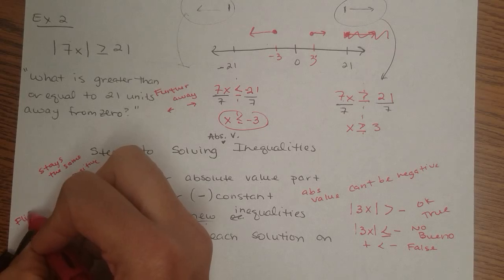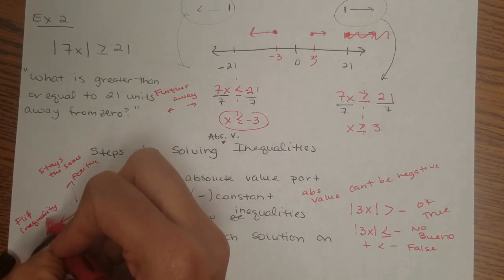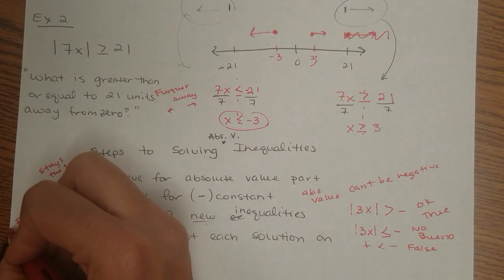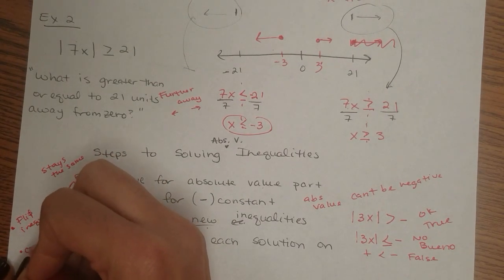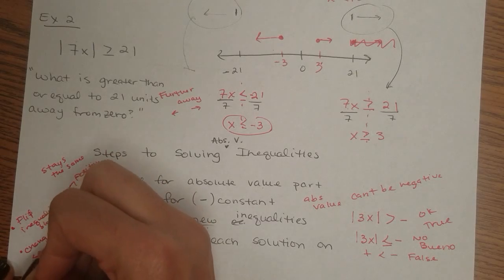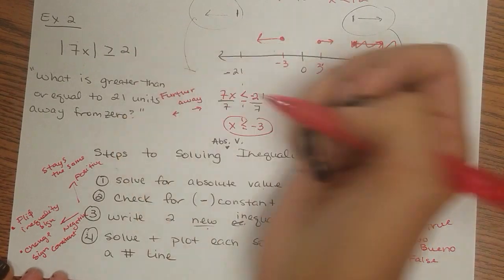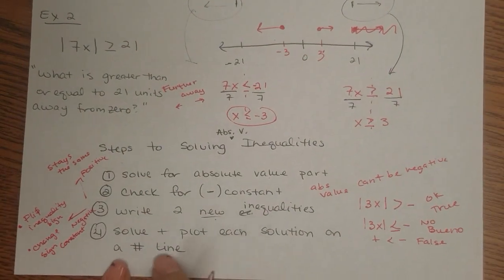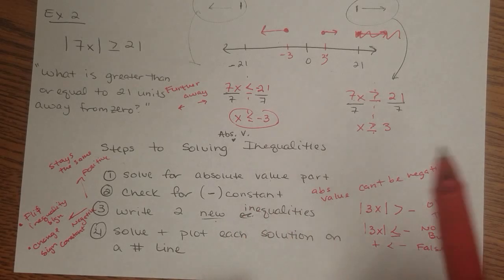You're going to flip the inequality sign, and then your constant becomes negative. So you flip the inequality sign, and then you have to change the sign on the constant. And the constant's just whatever number is out here. I'll go over that with some examples. The last thing you're going to do is solve and plot each solution. So make sure that you write this down and have this with you as we go through the rest of the examples.